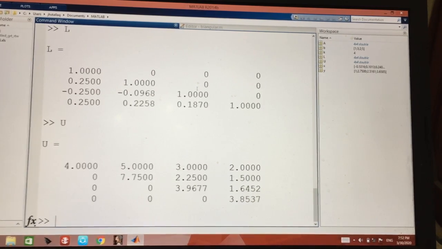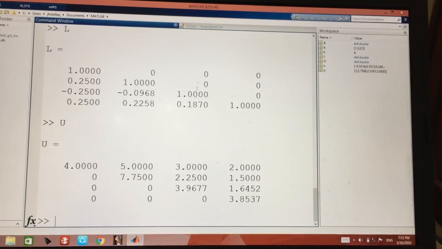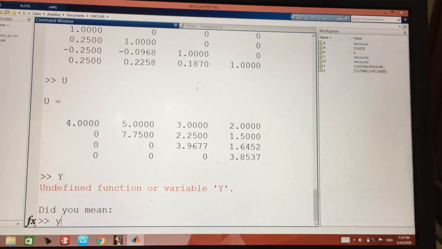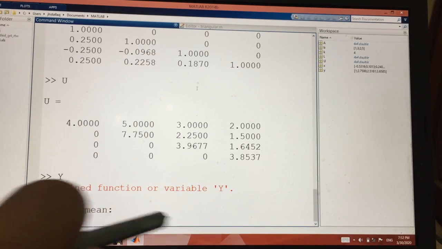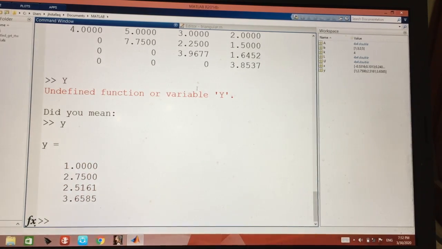Then the second step, you say that Ly equal b, and determine using forward substitution, find y. Let's see what is y. Y is equal small y, yes. Y tends to be 1, 2.75, 2.5161, and 3.6585.